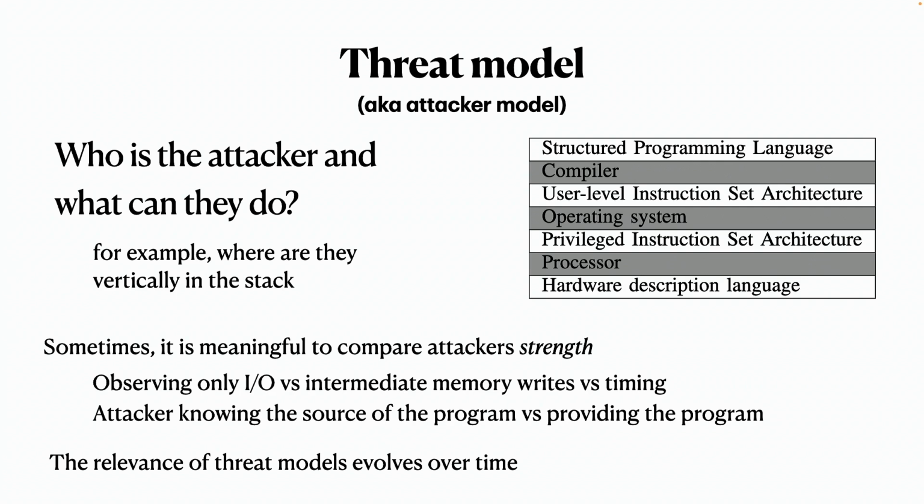Sometimes you can have someone who's stronger. They will not just observe the I/O, they will also observe all the concurrent I/O, concurrent writes into the memory. For example, if they are running in a parallel process. Or they may have so much access to the machine that they can look into the timing of the events, right? And the relevance of different threat models evolves over time in the literature, right? So timing attacks are really focused on right now. There's a lot of work, but it's not like the community didn't know about them. They've known about them for 20, 30 years.